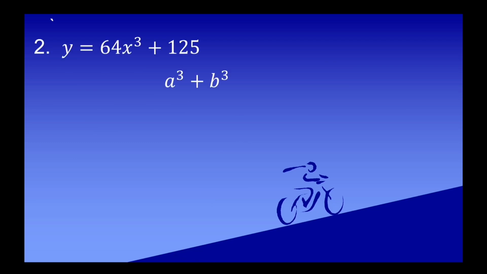For example number 2, this is an example of the cubic functions. So that is y is equal to 64x cubed plus 125. The formula for the sum of cubes is a cubed plus b cubed is equal to a quantity a plus b multiplied by a quantity a squared minus ab plus b squared. So let us determine our a cubed in our given function. Our a cubed here is 64x raised to 3, and our b raised to 3 is 125.